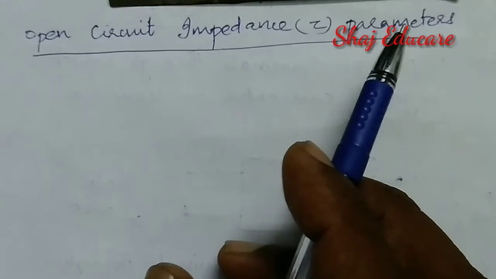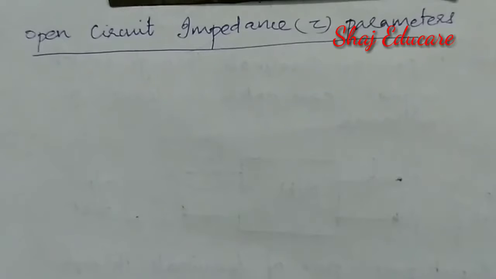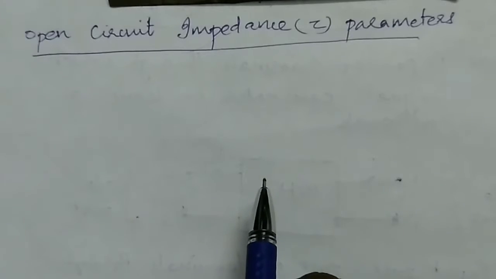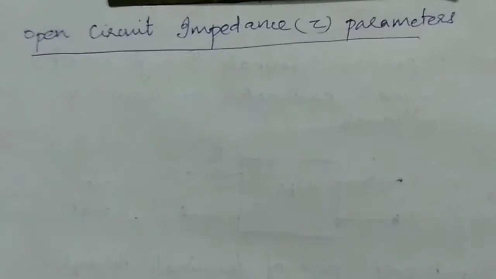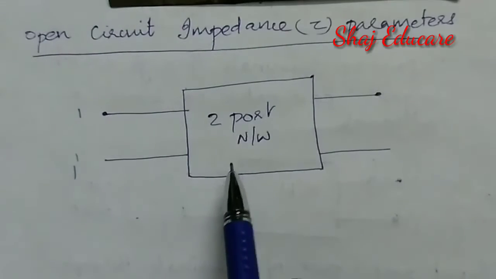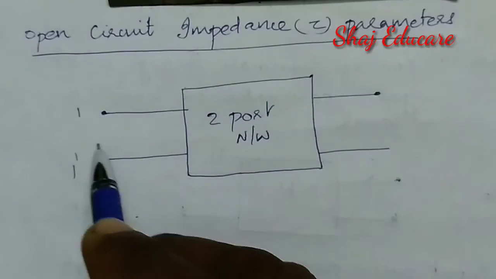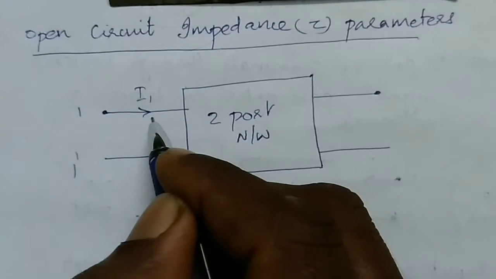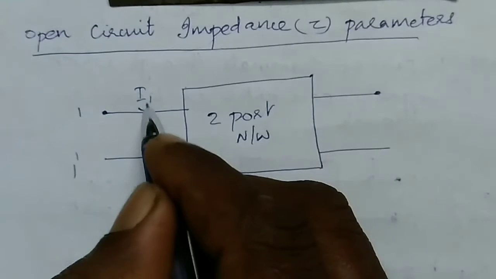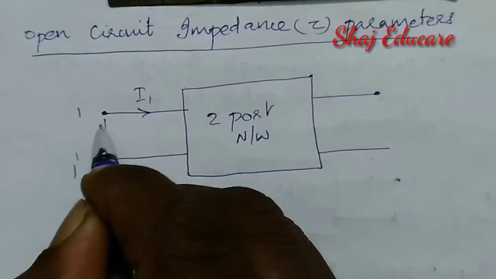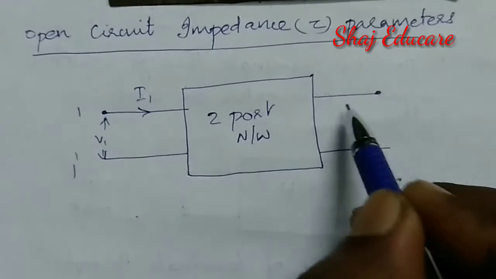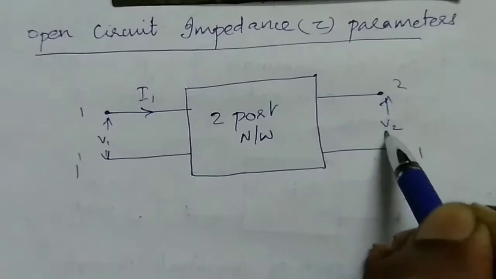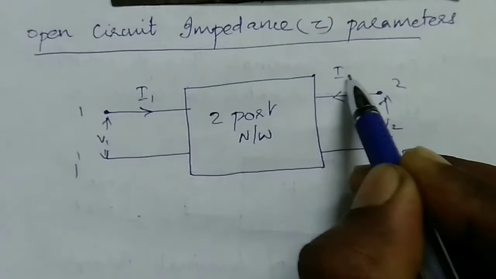Now let me say about the parameters. Before that, let us draw the basic block schematic diagram for the two-port network. This is a basic block schematic of a two-port network. Here 1 dash is the input port, and the current flowing into the network is I1, the input current, and the voltage across the input terminal is V1. That across the output terminal 2 to 2 dash is V2, and the output current is I2.